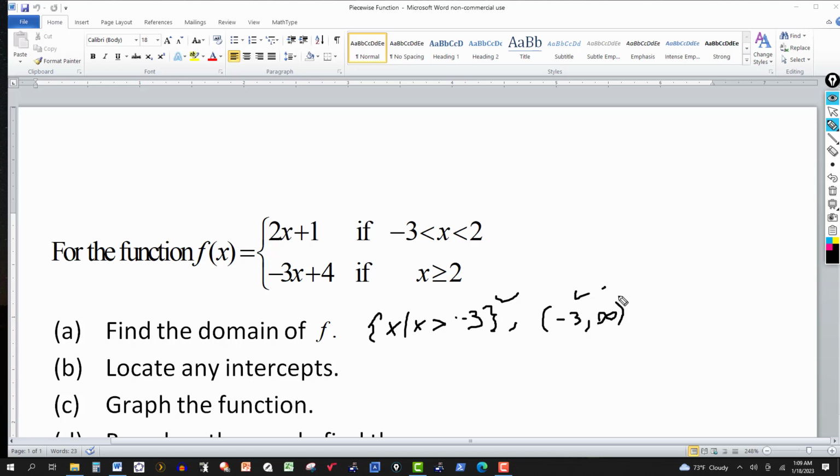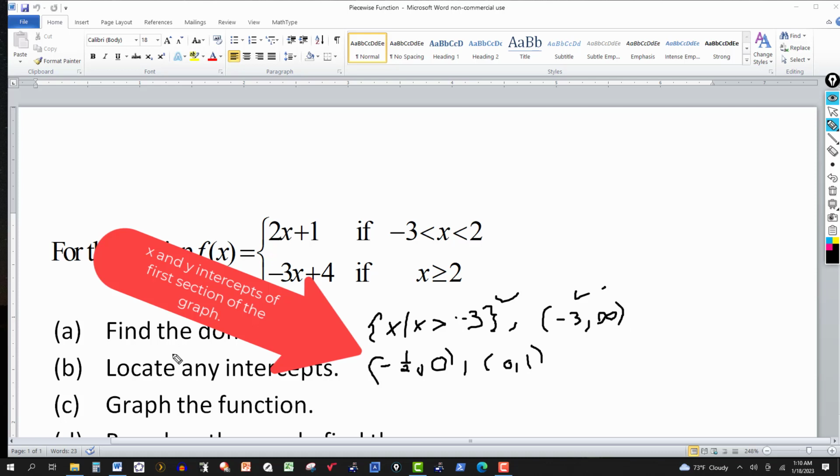Answer, different way. And now we locate the intercepts. I gave them to you. The intercepts of the first section here, 2x plus 1, those are the ones we give, because those are in the interval. For the second one, they're outside the interval, greater than or less than 2. So here we would simply say -1/2 and 0 would be an x-intercept, and 0, 1. So -1/2, comma 0 is an x-intercept for the first section, and 0, 1 is an intercept for that first section. Those are the answers for A and B.